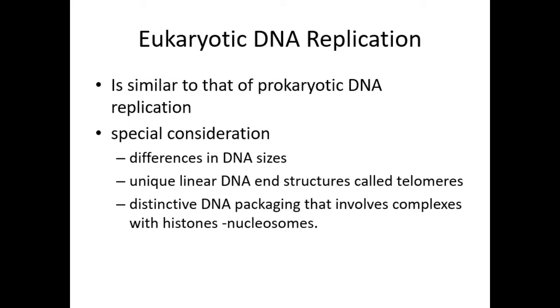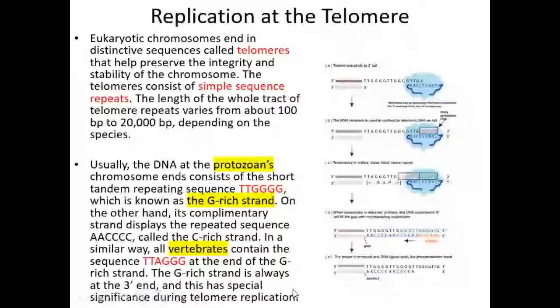All right, and then the histone, because that involves the packaging of DNA, the histone has to dissociate from the DNA and then come back after replication. So these are very important for eukaryotic DNA replication. And the first one here, the one we focus on most, is the telomere.